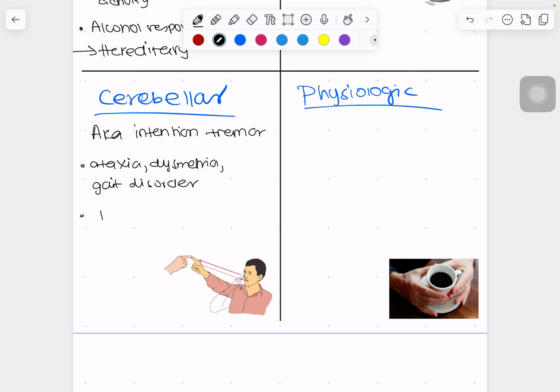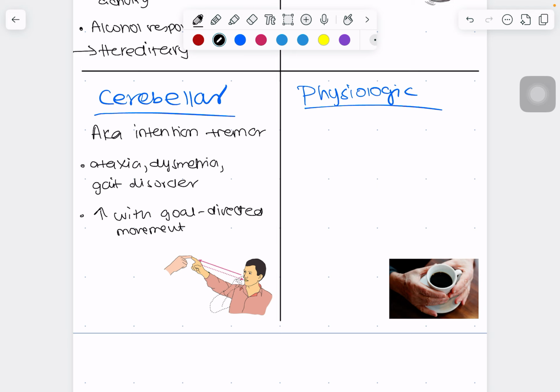The tremor increases with goal-directed movements. So in the cerebellar exam, when we're doing the finger to nose test, essentially what happens is that the tremor increases steadily as the hand reaches its target. So that's how you can tell in the question stem if this is a cerebellar tremor or not.